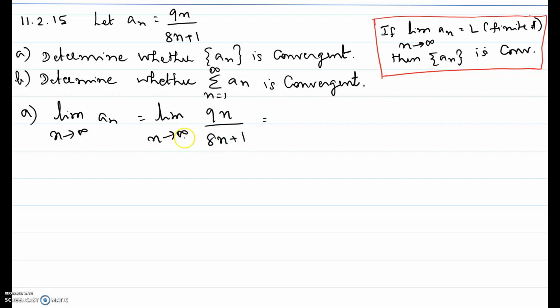Anytime you take the limit as n approaches infinity of a ratio, we always apply the rule that we divide the numerator and the denominator by the highest exponent of the denominator. So either we divide the numerator and the denominator by n or 8n, both are okay. So limit n approaches infinity, 9n divided by 8n, divided by 8n plus 1, divided by 8n.